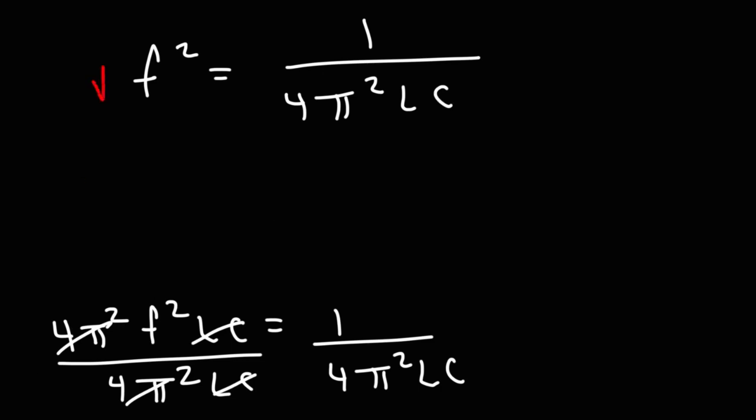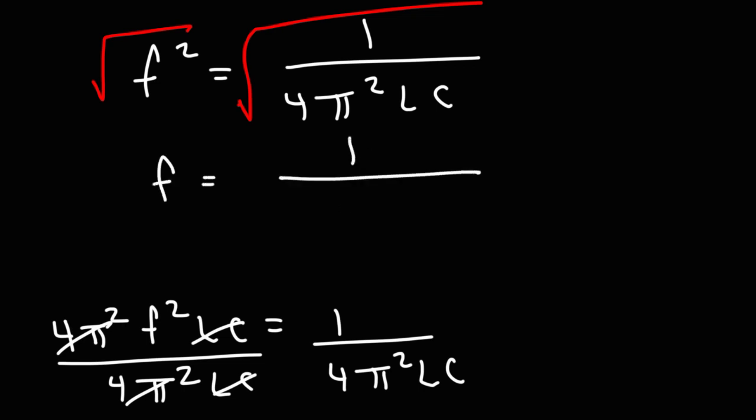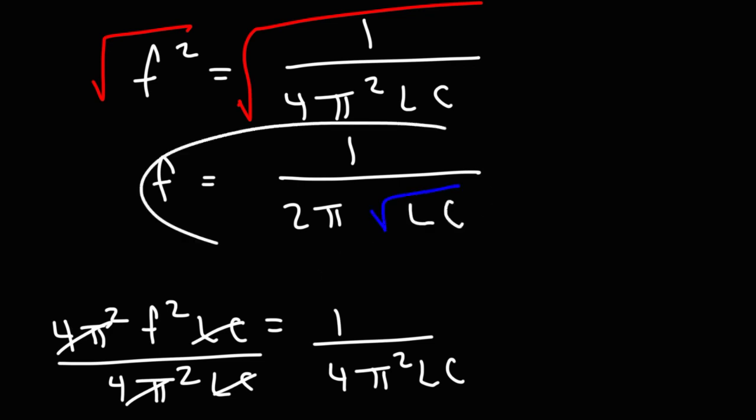Next, take the square root of both sides. The square root of 1 is just 1. The square root of 4 pi squared is 2 pi. And then we're left with the square root of LC. So that's how you can derive the formula for the resonant frequency of an LC network. You need to set the inductive reactance equal to the capacitive reactance.